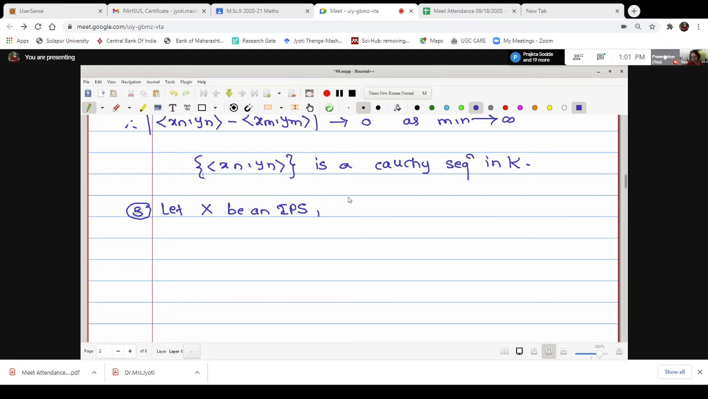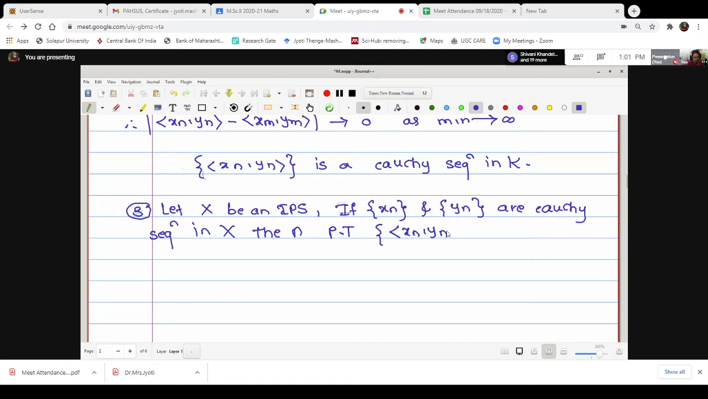Let X be an inner product space. If sequences xn and yn are Cauchy sequences in X, then prove that the sequence inner product xn yn is a convergent sequence. The previous example was extended, right?